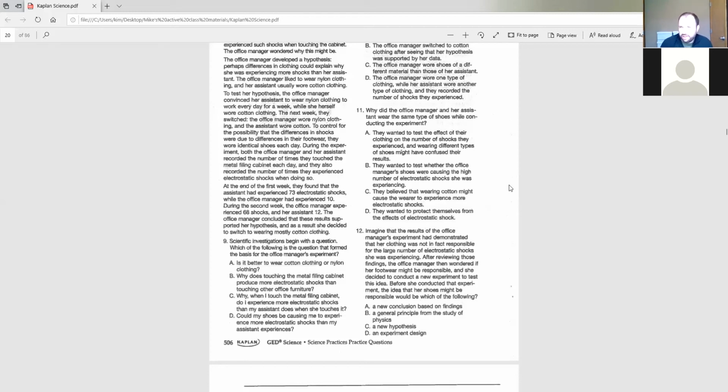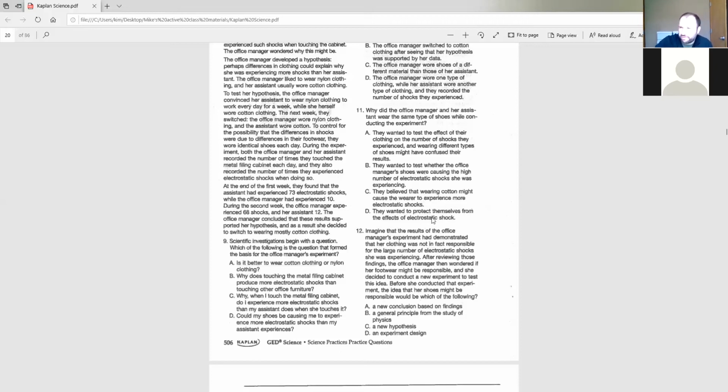So the variable they're testing is clothing. They're specifically not testing shoes, right? So they wanted to make sure they eliminate the possibility that shoes might change the results. So it's definitely not B. C, they believe that wearing cotton might cause the wearer to experience more shocks. No, they believe the opposite of that. So C isn't right. And D, they wanted to protect themselves from the effects of electrostatic shock.